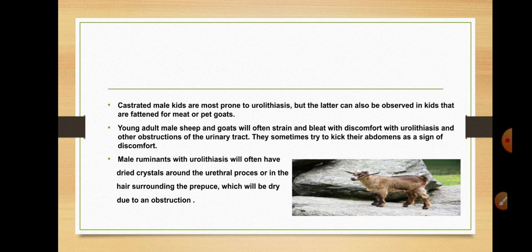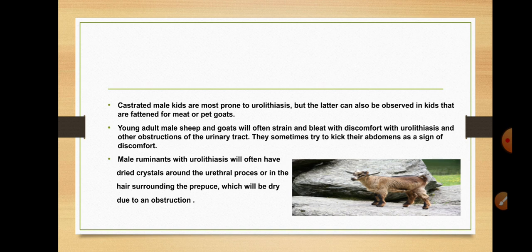Castrated male kids are most prone to urolithiasis, but it can also be observed in kids that are fattened for meat or show goats. Young adult male sheep and goats will often strain and plead with discomfort with urolithiasis and other obstructions of the urinary tract. So they sometimes try to kick their abdomens as signs of discomfort.